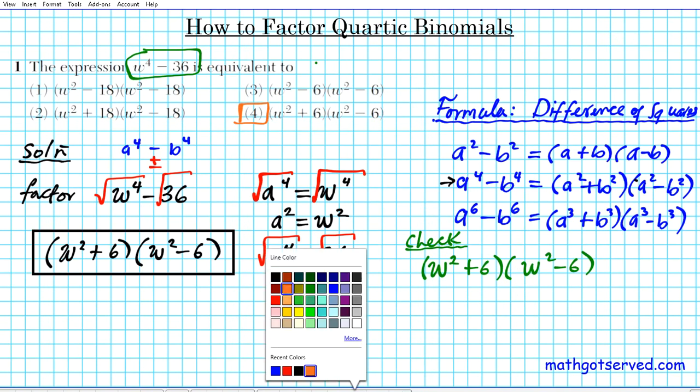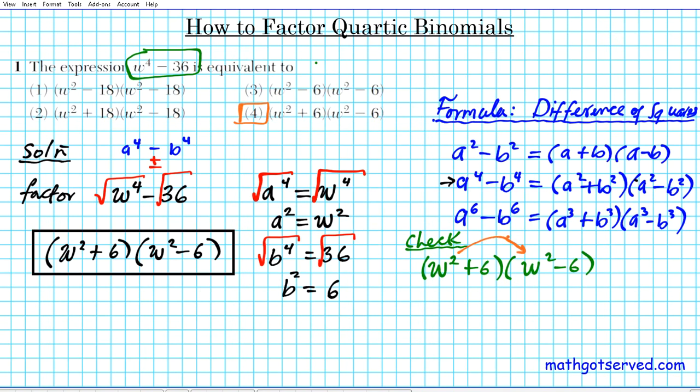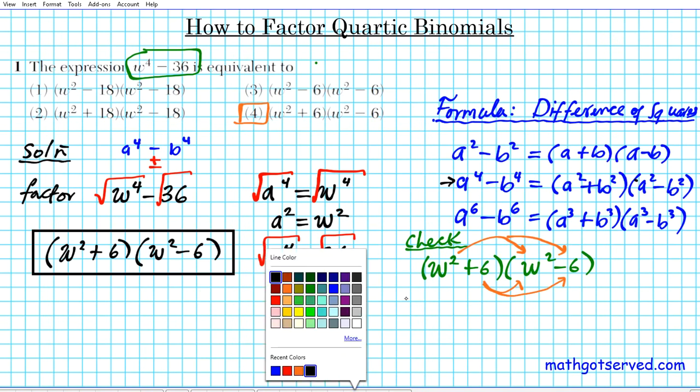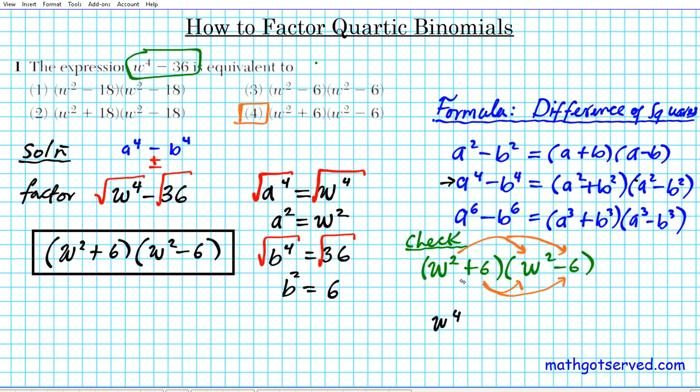We're multiplying two binomials, so we're going to double distribute. Just FOIL it out: first, outer, inner, last. So what do we have here? W squared times w squared is w to the fourth. Remember, when you're multiplying exponents with the same base, you add the powers. W squared times negative 6 is negative 6w squared. So we've done first and outer. Now inner is plus 6w squared. And then last, plus 6 times minus 6. When you multiply different signs, you always end up with a negative, so negative 36.